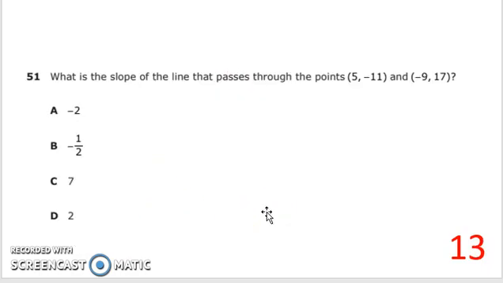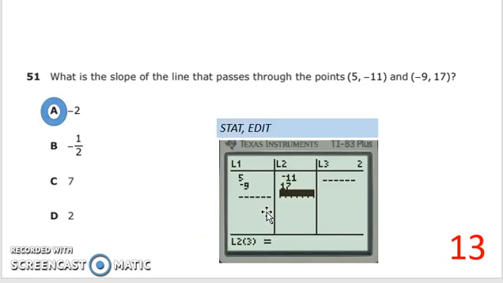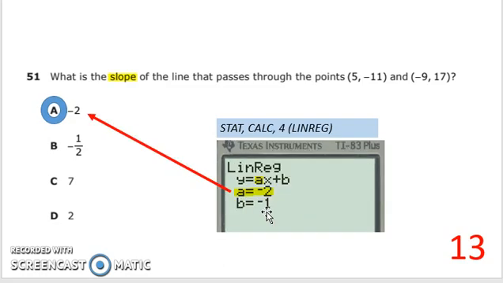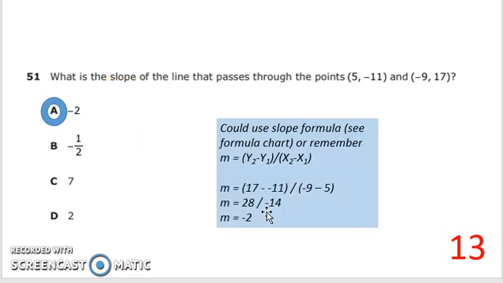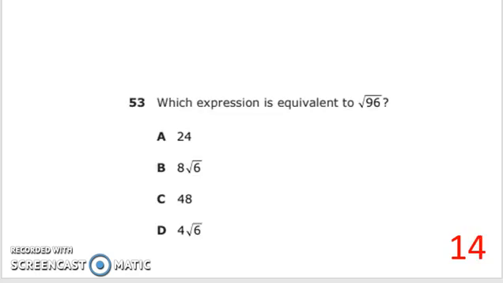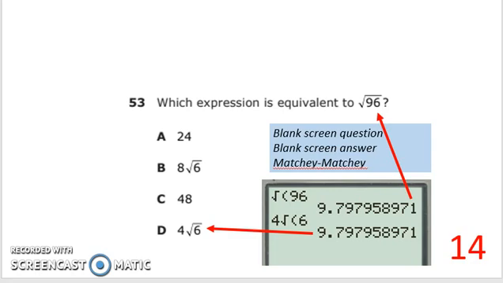Slope. On this one, you can do a regression even with 2 points. We'd like 3, but in this case we do 2. Do a stat edit, and there's your slope. You can also use your slope formula. Look for your formula chart, and you go from there. Okay, remember to subtract your y's on top, and be careful when you're subtracting negatives like we're doing in this example. Equivalent, this is a calculator matchy-matchy, real simple.